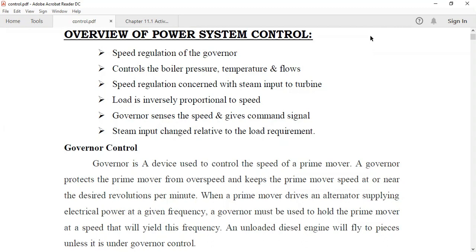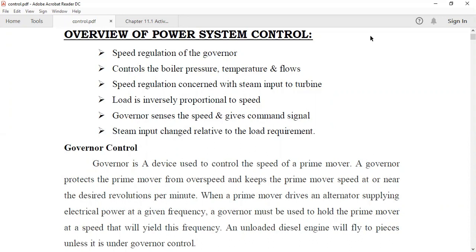Now, power system control includes speed regulation of the governor, where the speed is controlled with the help of the governor. This is at the time of generation. It also controls the boiler pressure, temperature and flows. These are also responsible parameters to control the speed of the alternator. Then speed regulation is concerned with the steam input to the turbine. As we increase the steam input to the turbine, speed is going to increase and proportionately frequency is going to increase. Therefore, it is necessary to regulate the speed of the alternator.